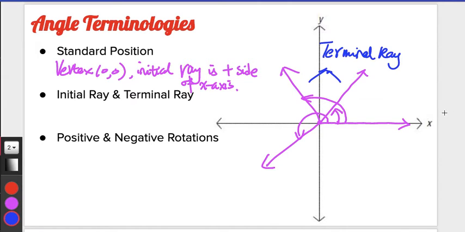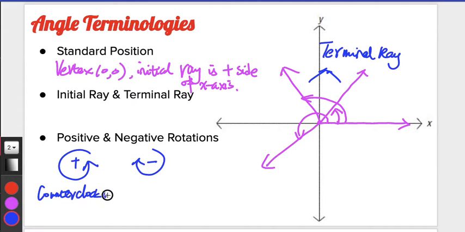Okay, so next is positive and negative rotation. How do we define this? We define counterclockwise as positive, and we define clockwise as negative. Let me write this down here. So counterclockwise is positive, and clockwise is negative. This is how we define positive or negative rotations.